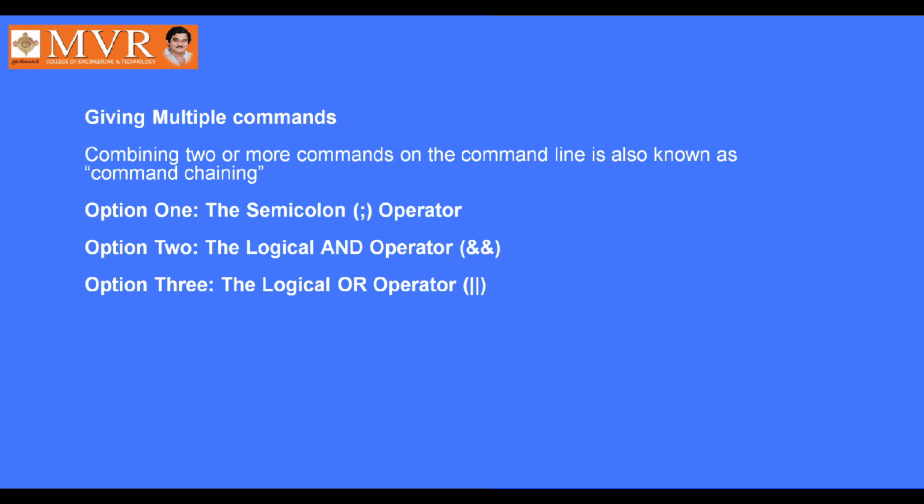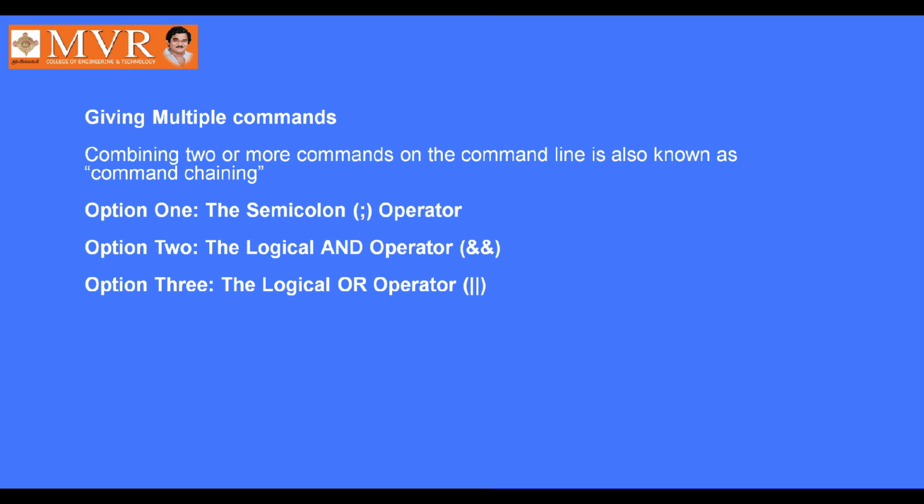Combining two or more commands on the command line is also known as command chaining. Whenever you put two or more commands together, it is called command chaining. There is another concept in Unix, that is piping. Piping is nothing but taking the output of one command and giving it as input to the other command. That concept is different, but command chaining is the concept where we can use several commands at once at the command line.